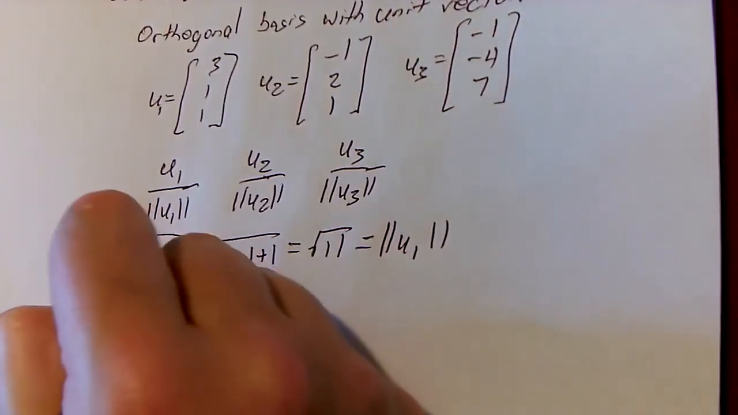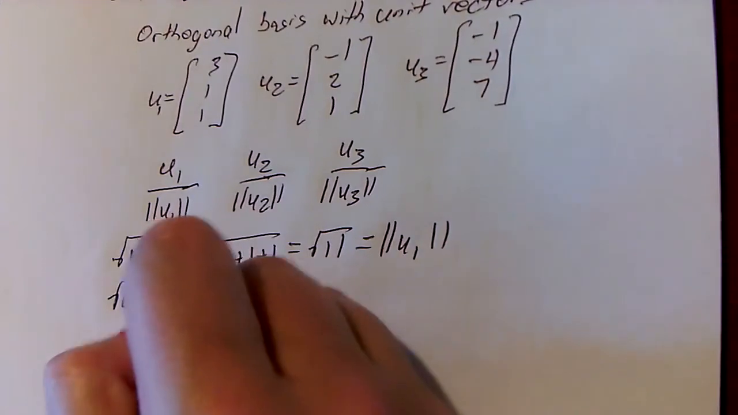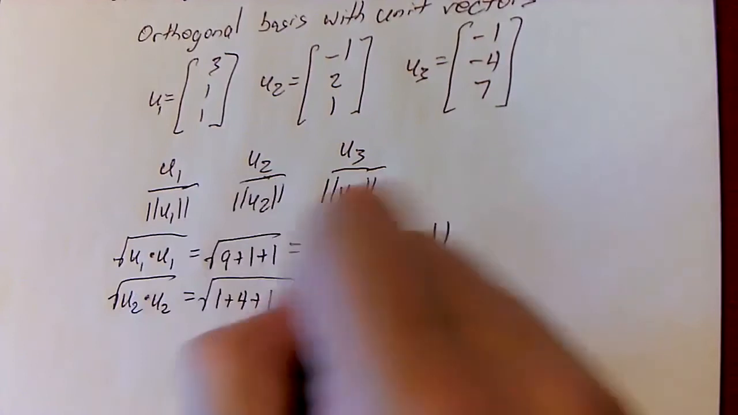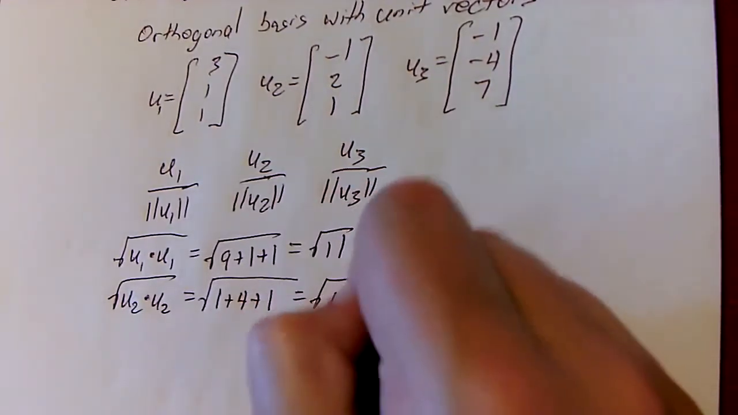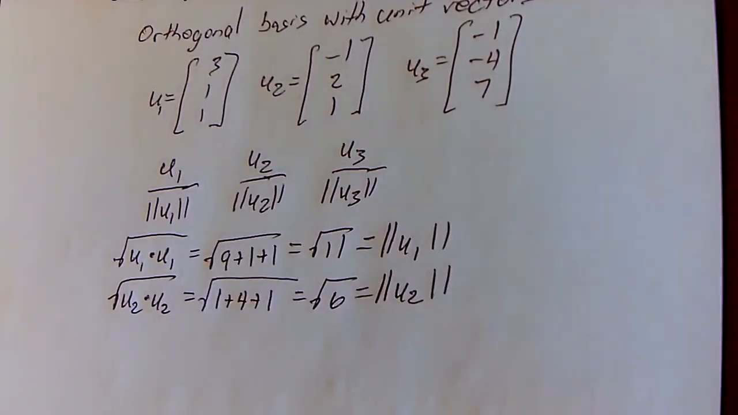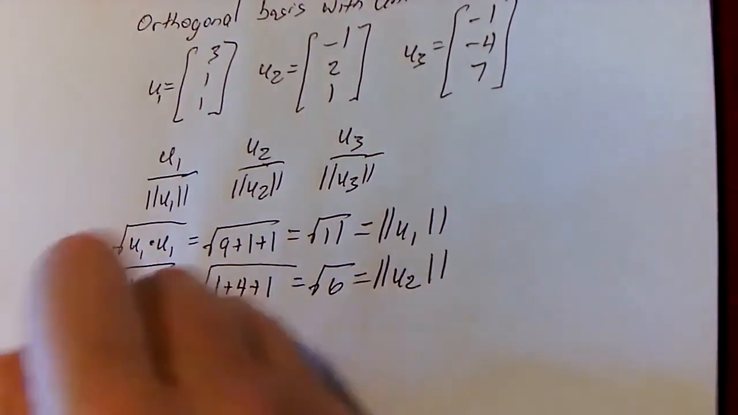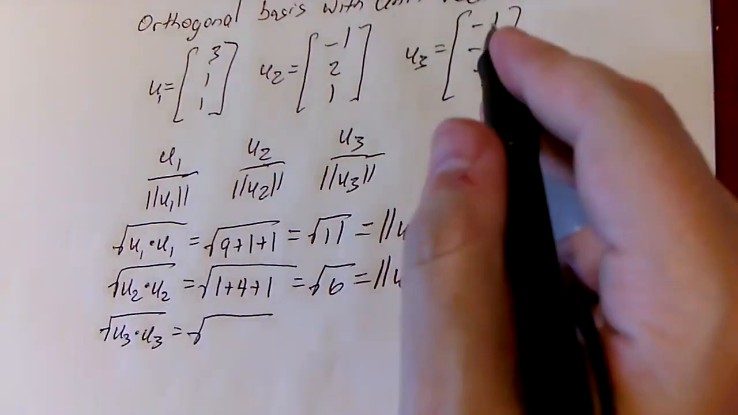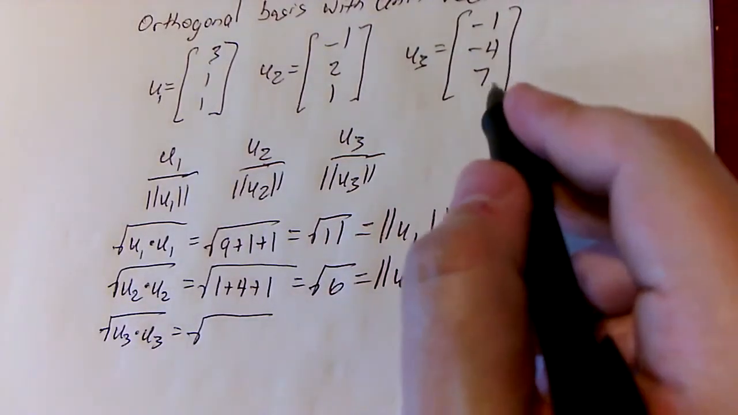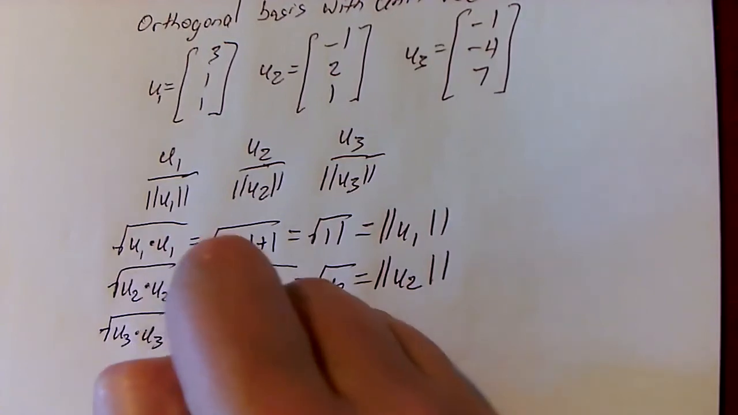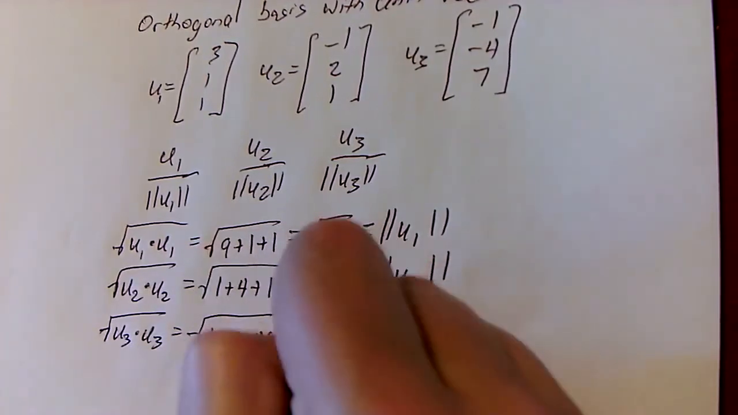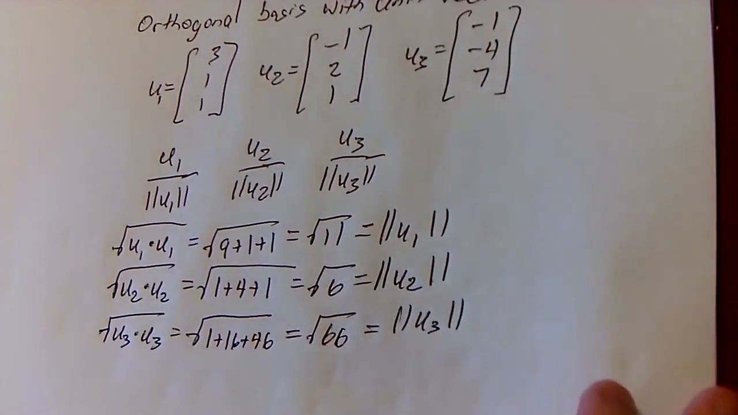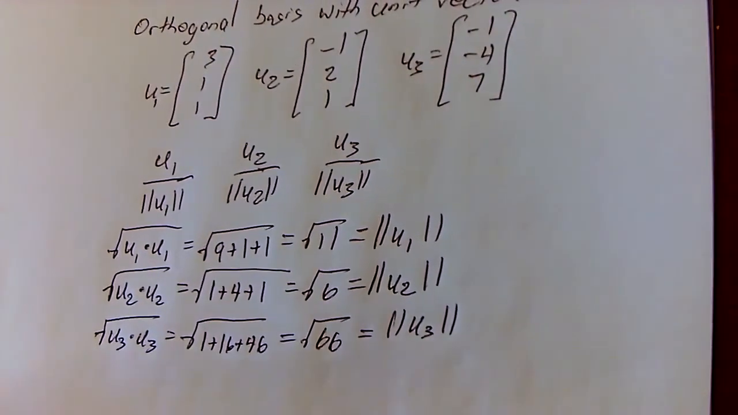u2 dot u2 under a square root. I've got 1, 4, and 1. So I get the square root of 6. That's the norm of u2. And then the norm of u3, u3 dot u3. I've got 1, 16, and 49. That is the square root of 66. So that is the norm of u3. So now I can write an orthonormal basis.